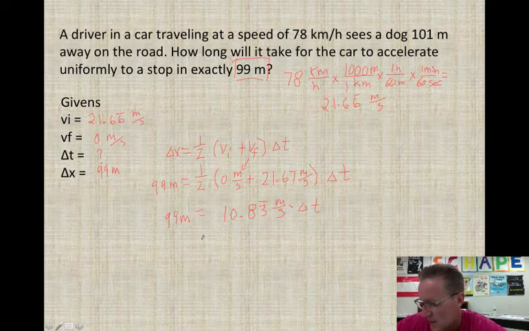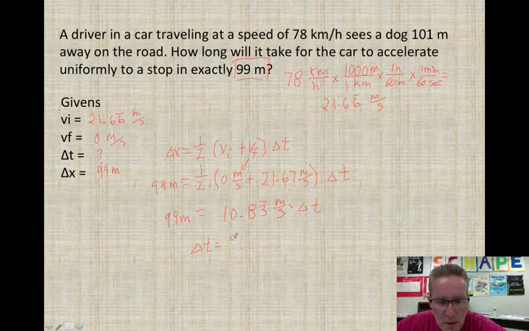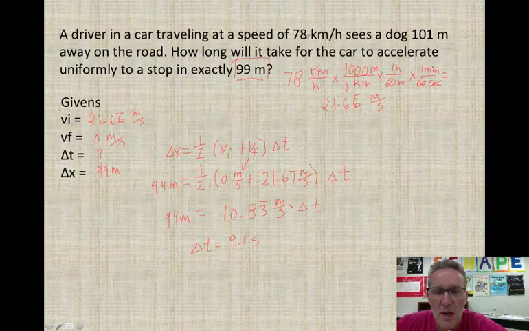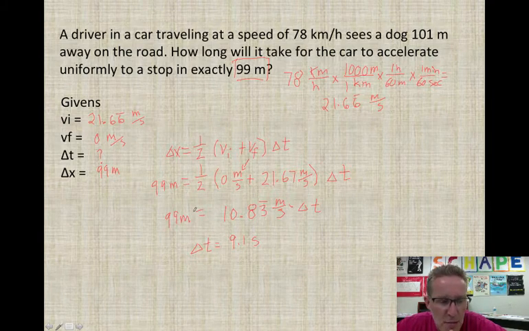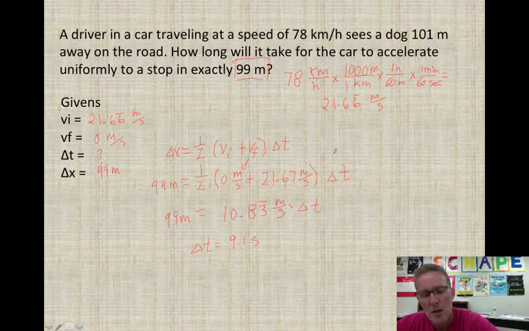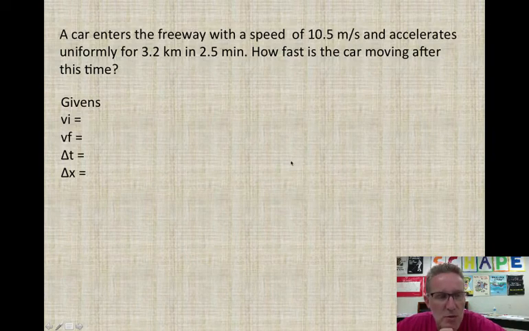And then we can move this over by division, and when we do that, we're going to get change in time equals 9.1 seconds. And I am incorrect on sig figs, but I'm going by the original numbers, which was 78. It only has 2, that has 2, so we're good on sig figs. Okay, so that would be the case of where we know displacement and we know VI and VF and we just don't know time. Now what if we're trying to find one of those other variables?